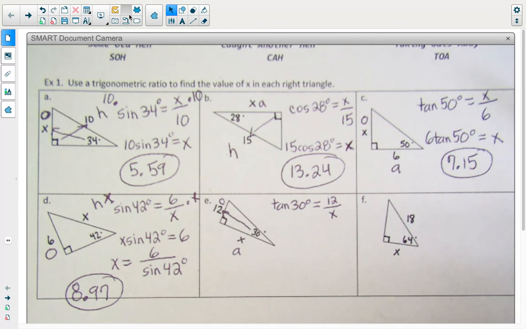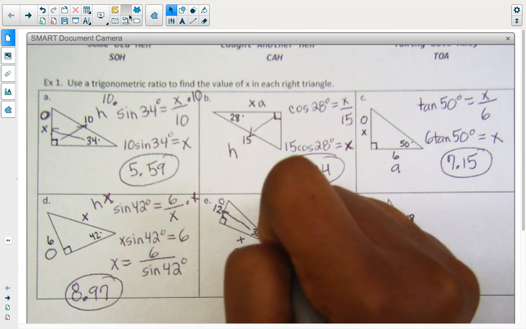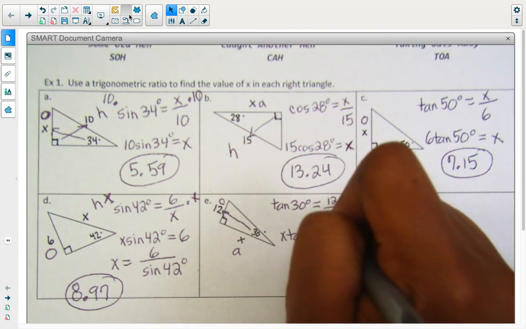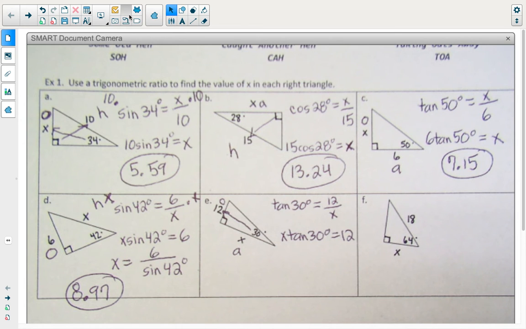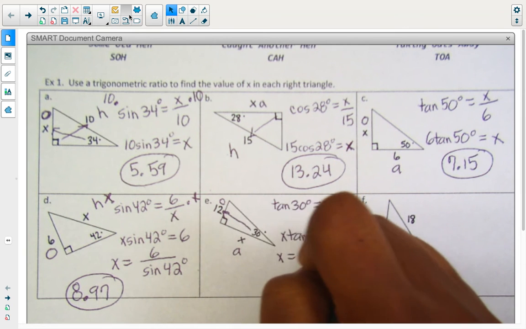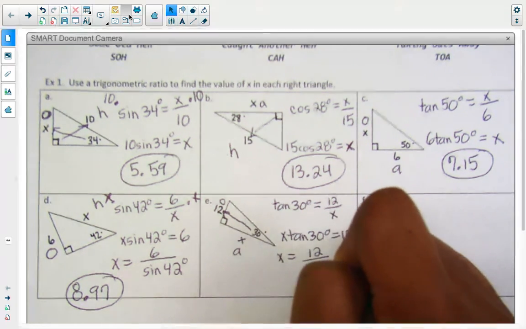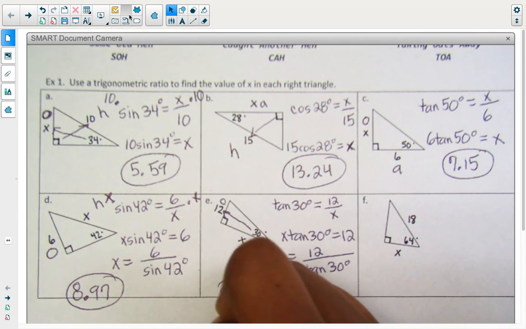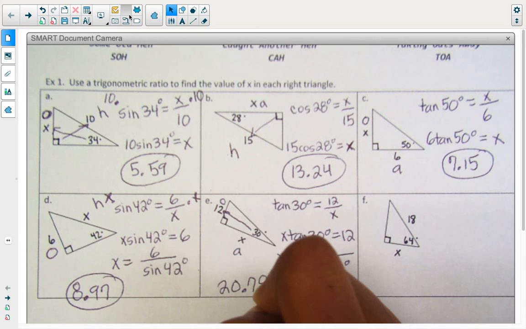We go through and solve this. We're going to multiply both sides by x. Then the opposite of this is to divide. So x is equal to 12 divided by the tangent of 30. We typed that into Desmos and it gave me 20.78.